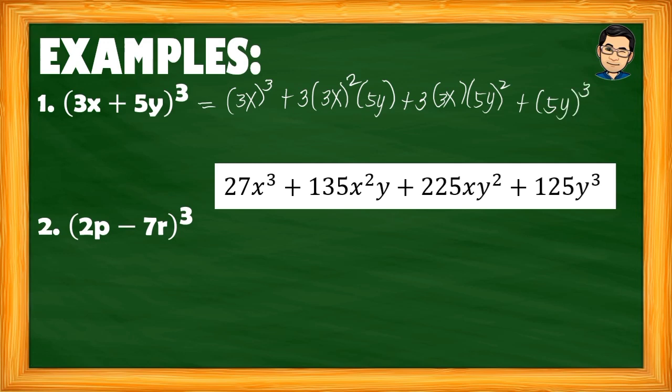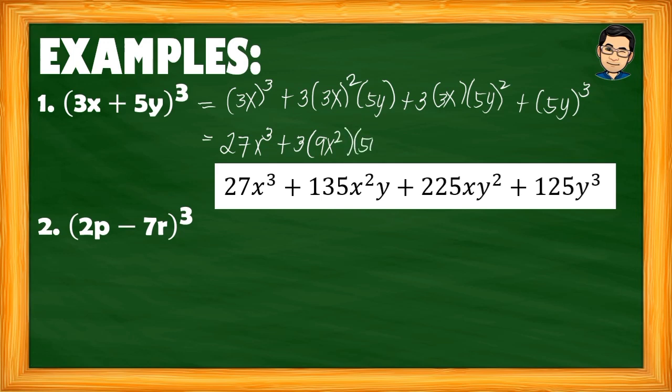So i-perform lang natin yung operation. 3x times 3x, that is 9x squared. Another 3x, kaya magiging 27x cubed. Next, 3 times the quantity of 3x squared, that is 9x squared.